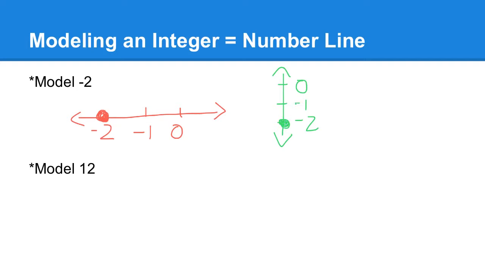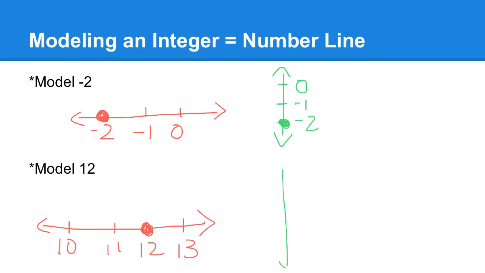If I wanted to model 12, I could use a horizontal number line. I might have 10, 11, 12, 13, and put my dot. That's a model of positive 12. If I wanted to use a vertical number line, maybe I have 10, 11, 12, 13, and I put a dot. So there's two ways that you can model integers. You can use pluses and minuses, or you can use number lines.